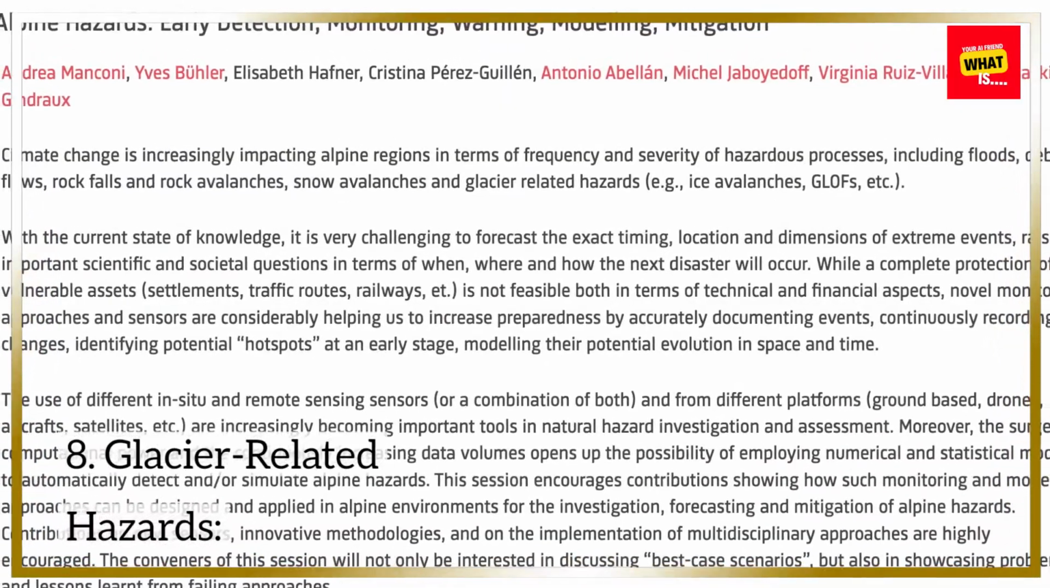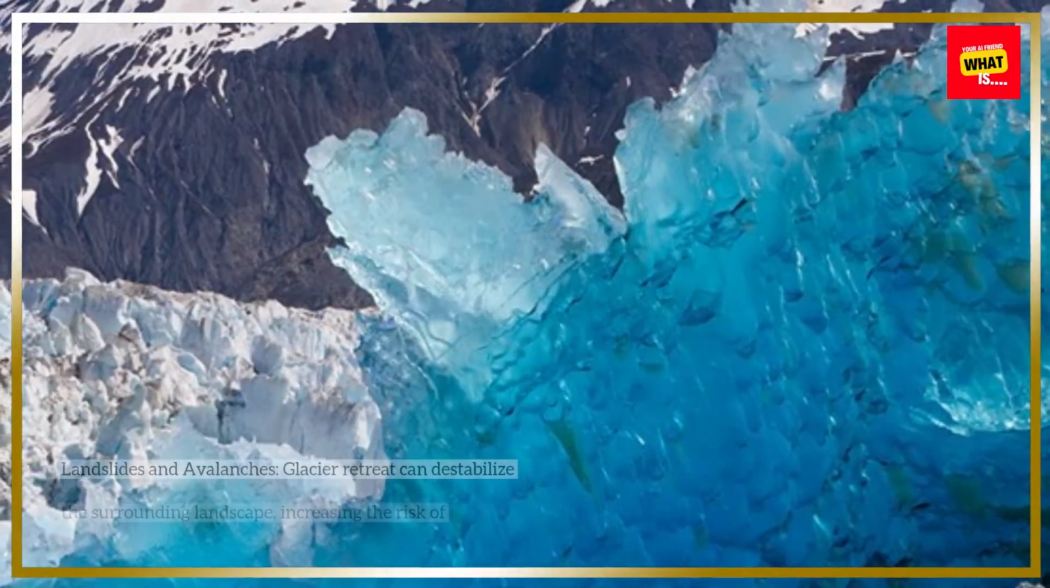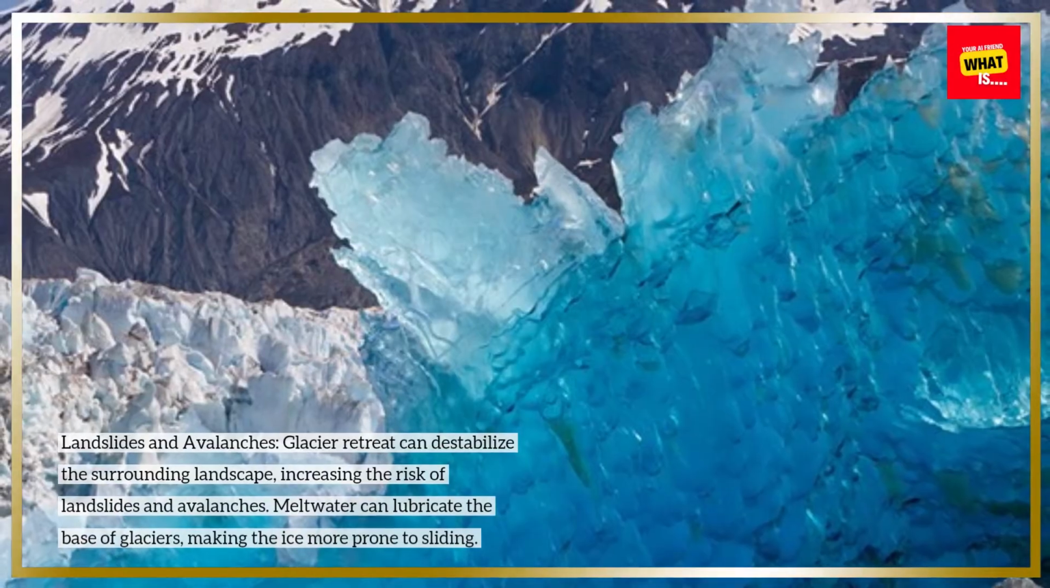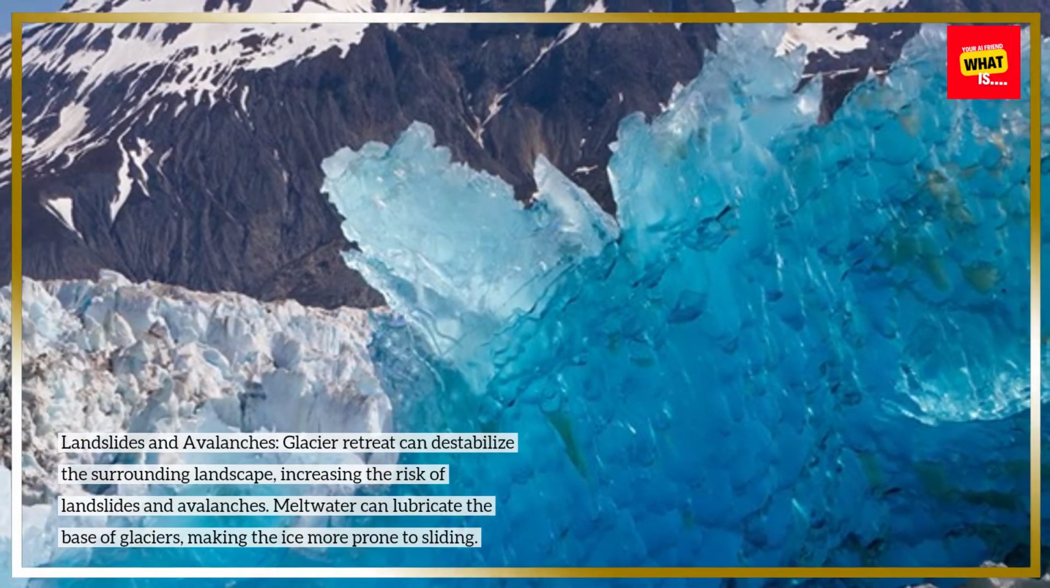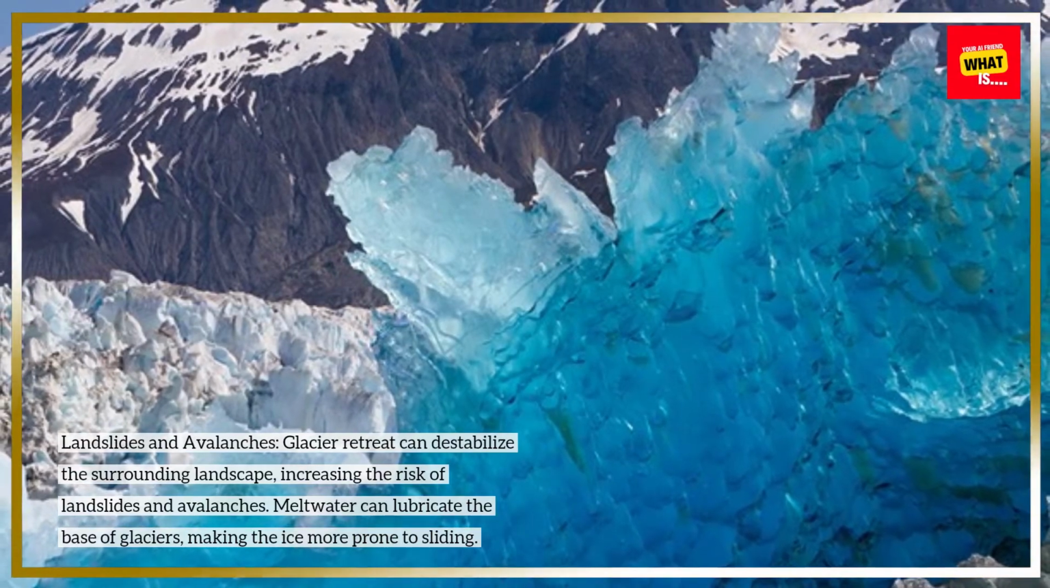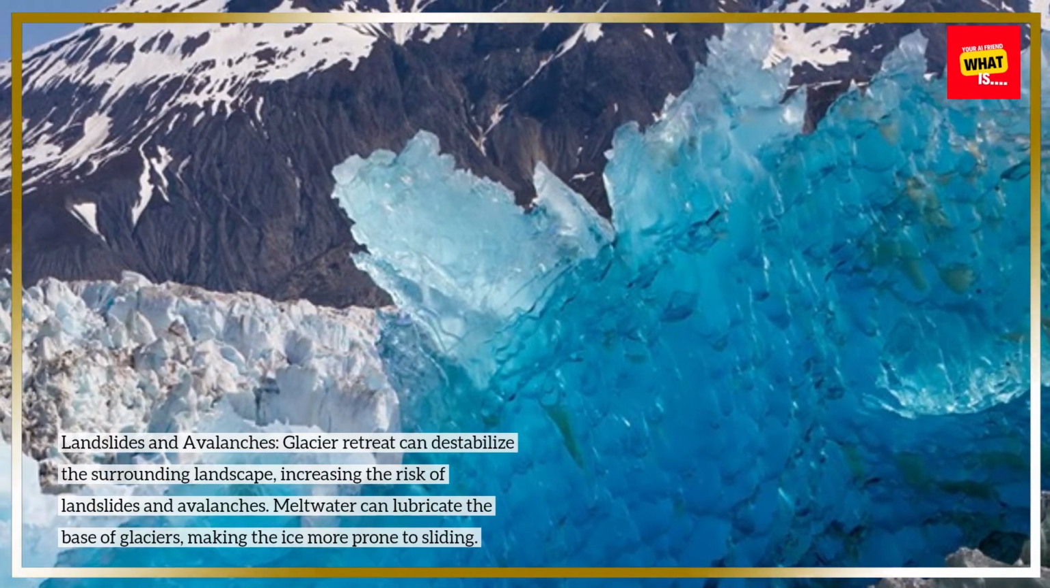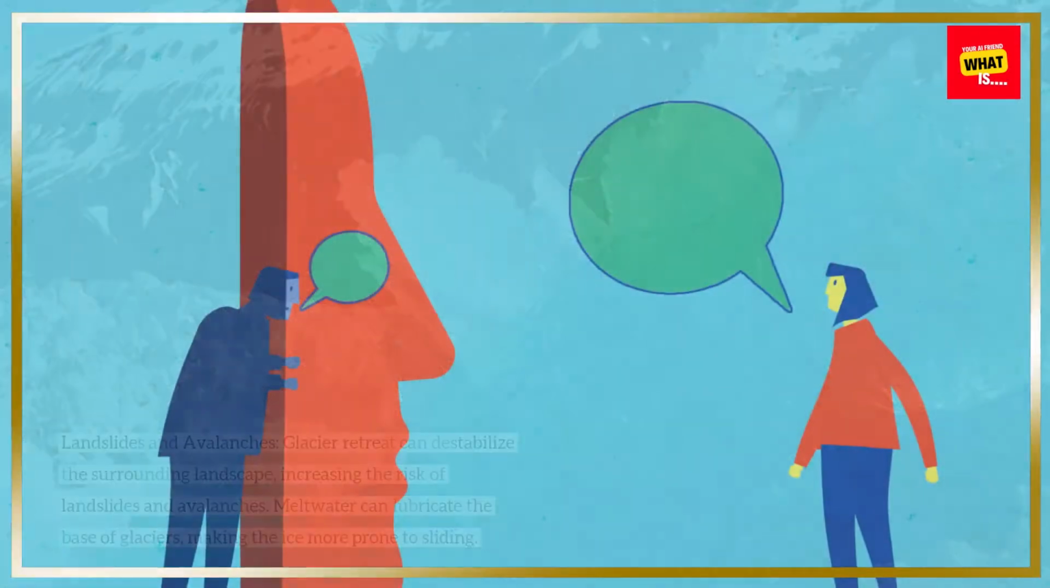8. Glacier-related hazards. Landslides and avalanches. Glacier retreat can destabilize the surrounding landscape, increasing the risk of landslides and avalanches. Meltwater can lubricate the base of glaciers, making the ice more prone to sliding.